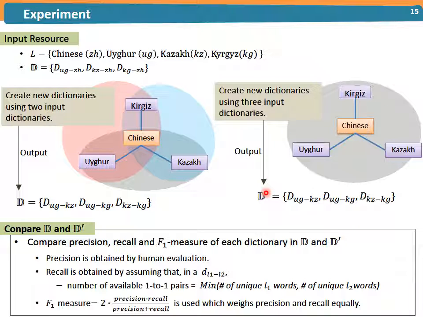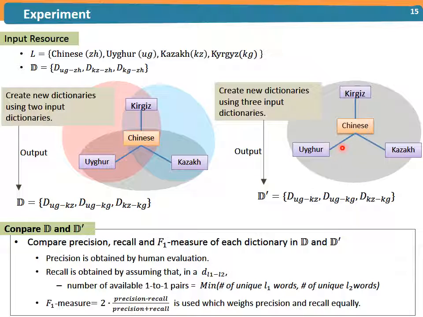We separated the experiment into 2 parts. In the first part, we only use 2 dictionaries to create a new one. For example, we use the Chinese-Kyrgyz and Chinese-Uyghur dictionaries to create a dictionary between Uyghur and Kyrgyz. And we also use the Chinese-Kyrgyz and Chinese-Kazakh dictionaries to create a dictionary between Kazakh and Kyrgyz, and likewise for Uyghur and Kazakh. So in this experiment we get 3 output dictionaries, which we call the set D.